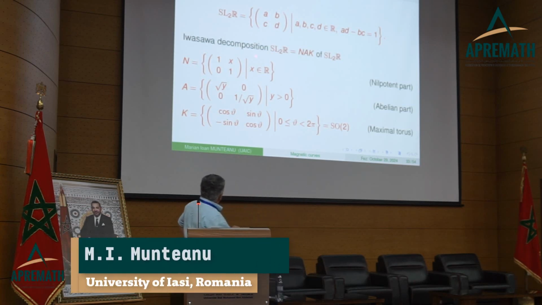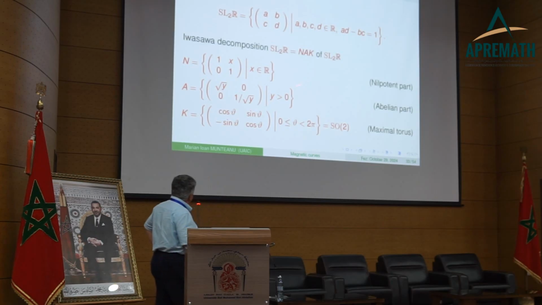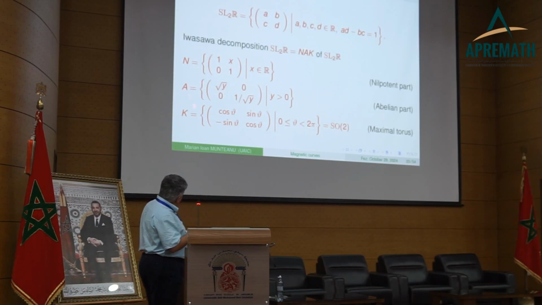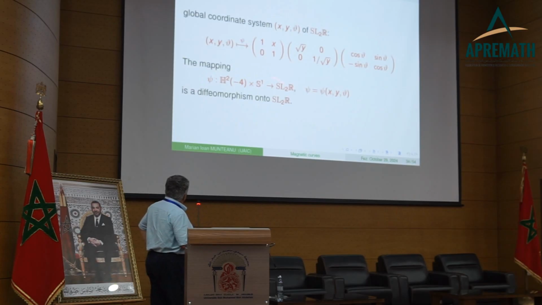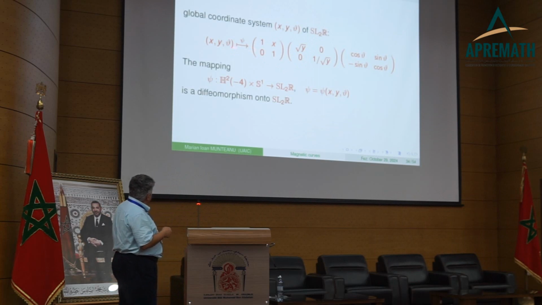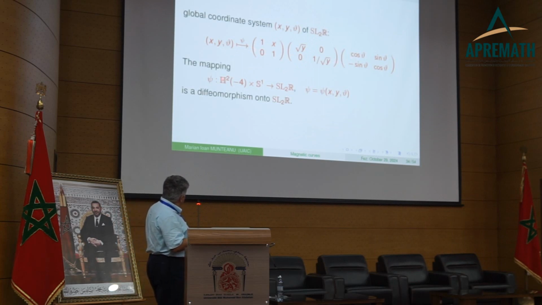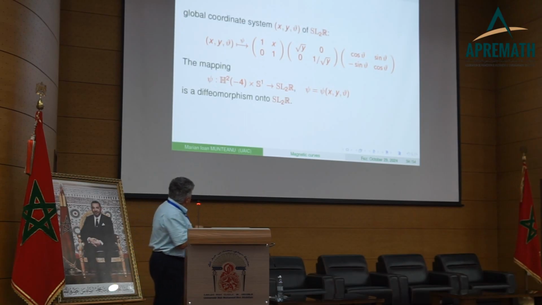Okay, so SL2R is the space of two-dimensional matrices of unit determinant. We know the Iwasawa decomposition NAK into the nilpotent part, abelian part, and maximal torus. This provides us global coordinates on SL2R. So we have this decomposition, and this mapping is a diffeomorphism onto SL2R from H2, the hyperbolic plane of curvature -4, cross S1.